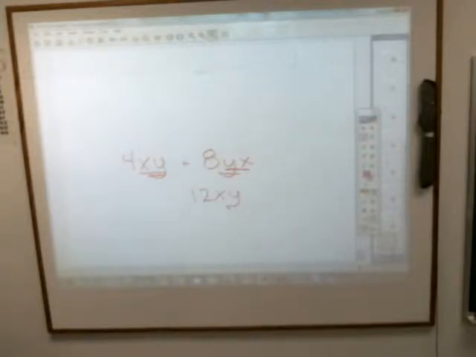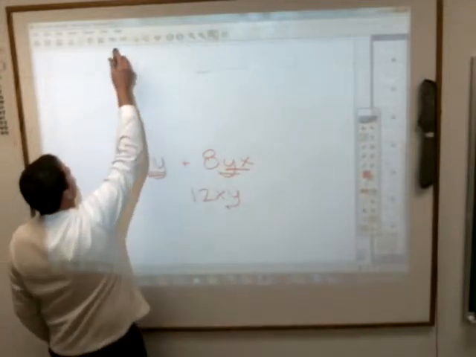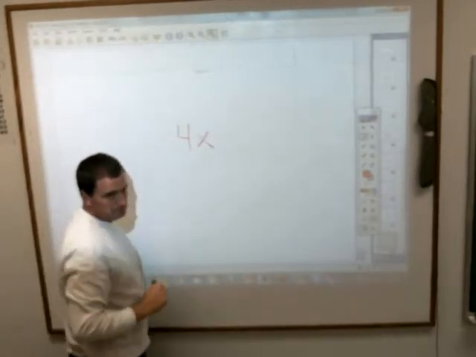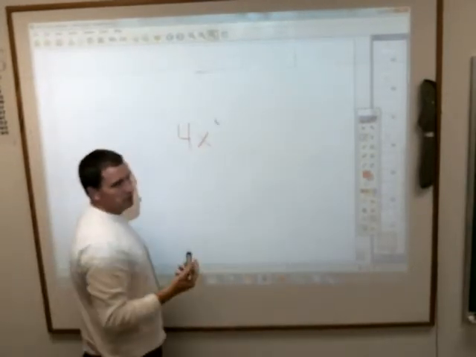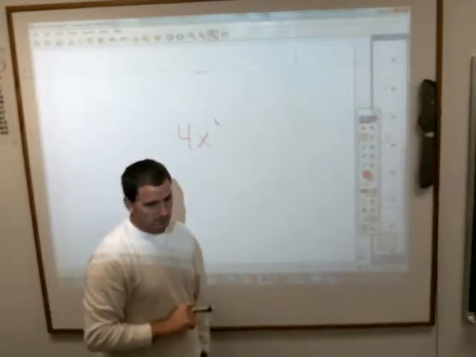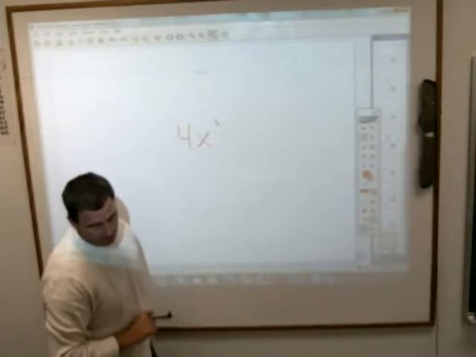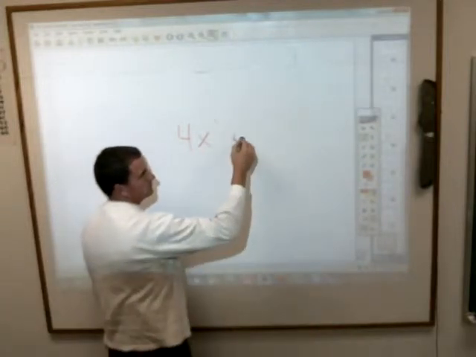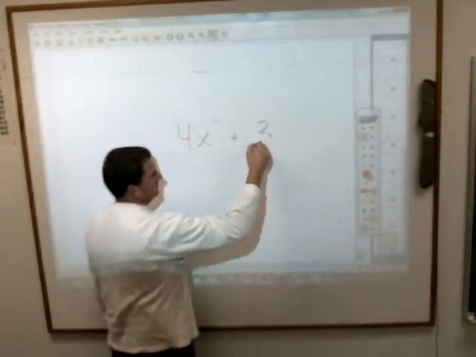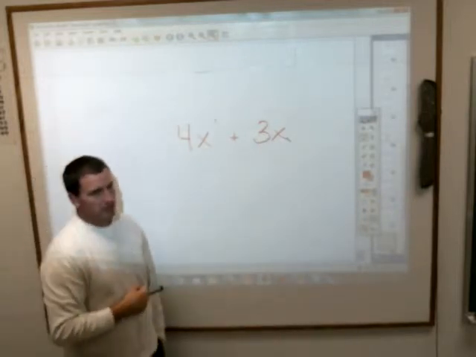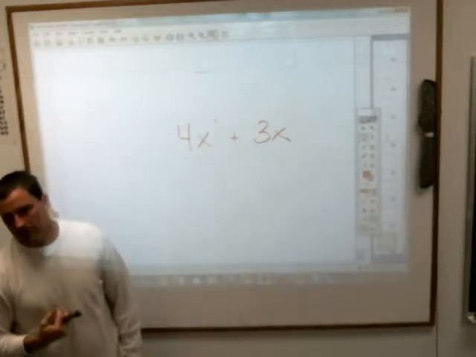Alex, say what if you had 4x to the first power, which is just 4x, by the way. It's assumed 1. Anytime you don't have an exponent, it's assumed 1. Would it combine with an x, if it was just x, if it actually said x to the first? Yes, it would. 4x to the first power plus 3x would be 7x to the first power, or no power, but that's it.